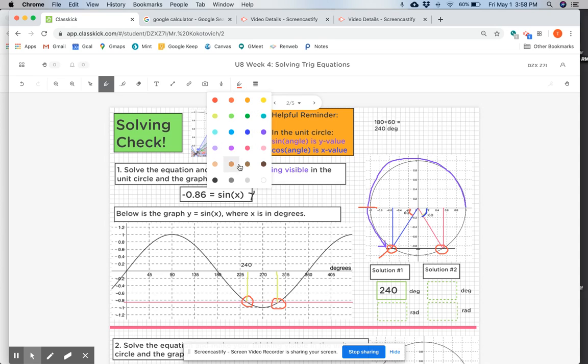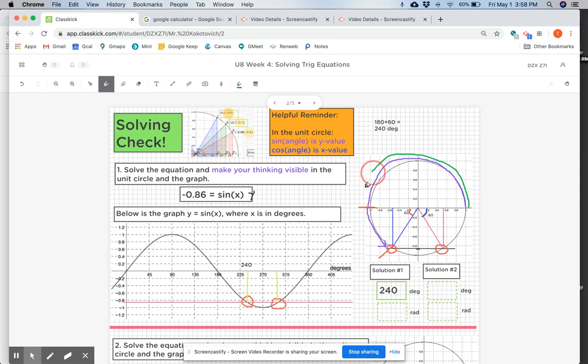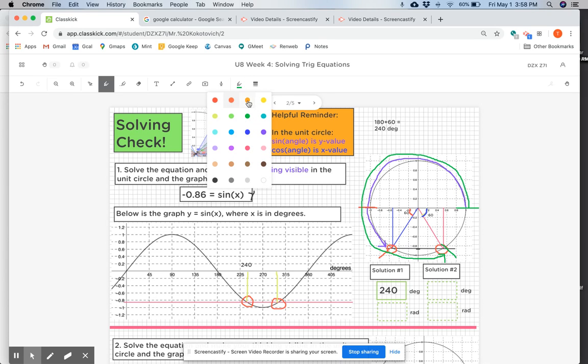Now let's find out my second solution right here. I will take green. From 0 degrees, I'm going to go past 90, past 180, past 270 and right here. I've got to figure out what is this angle of rotation. Now, I know that from here to here is 60 degrees. I'll put that in a random color of yellow. 60 degrees is from here to here because this angle is 60 degrees.